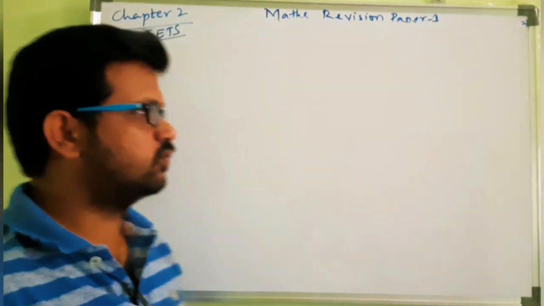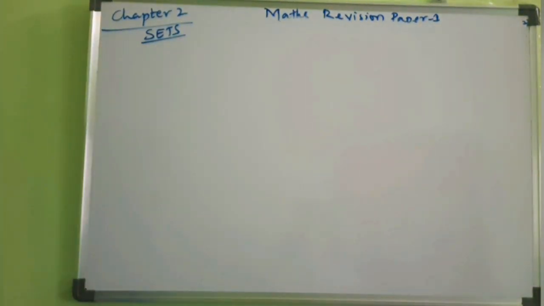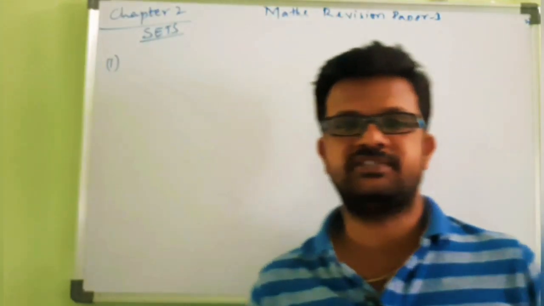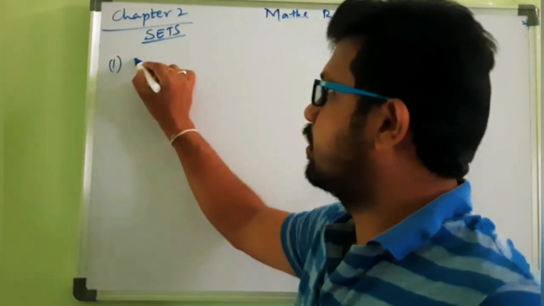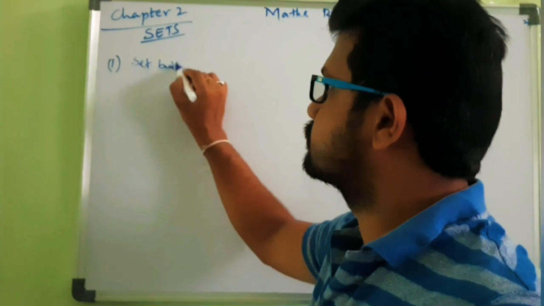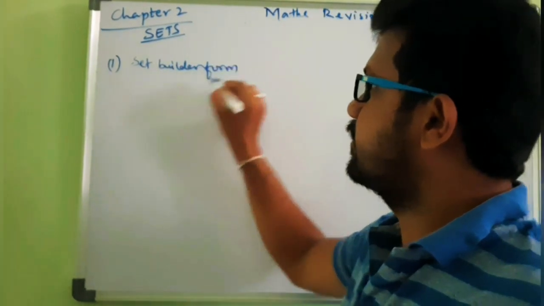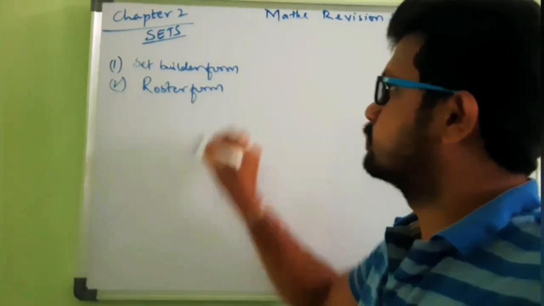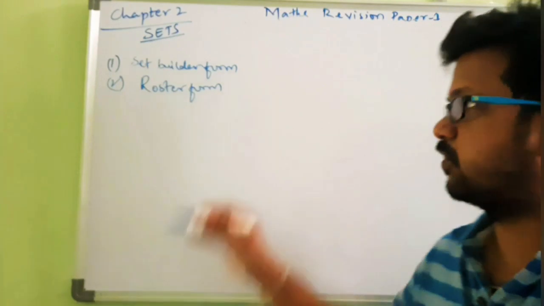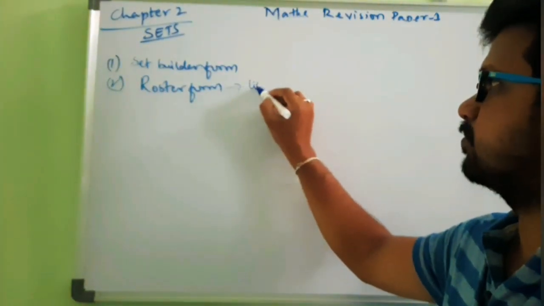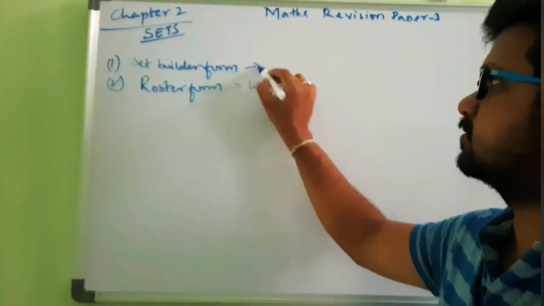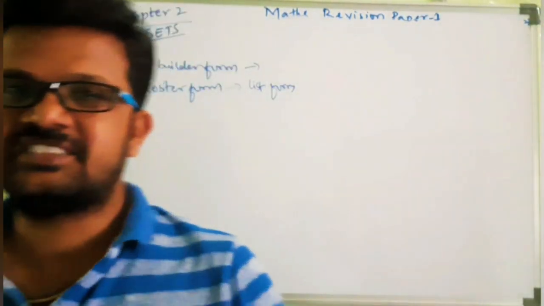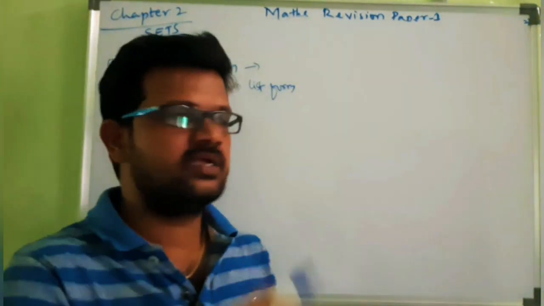Next we move on to second chapter. Second chapter is sets. Right. In sets chapter we have that concept roster form and set builder form. That is very important, how to write in set builder form and roster form. Roster form is nothing but list form. Roster form we have to write in set builder form. Set builder form we can write in roster form.